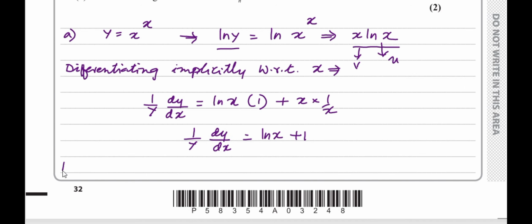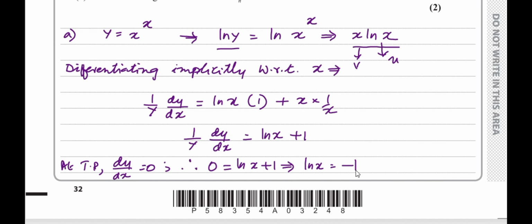So let's say at turning point dy by dx equals 0. Therefore, 0 equals ln x plus 1, which actually means ln x is equal to minus 1. Therefore, x equals e to the power of minus 1, which is equal to 0.368 to 3 decimal places.